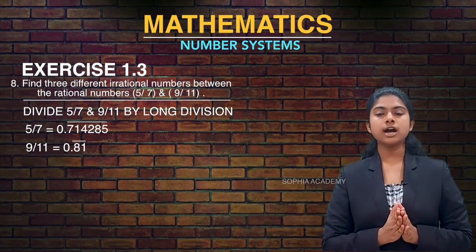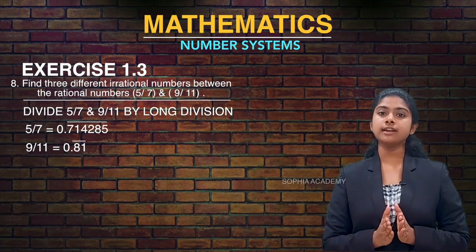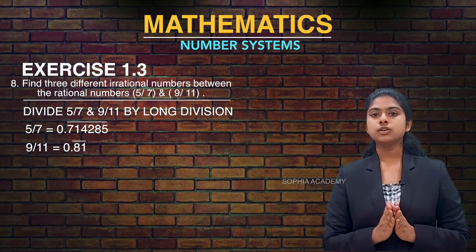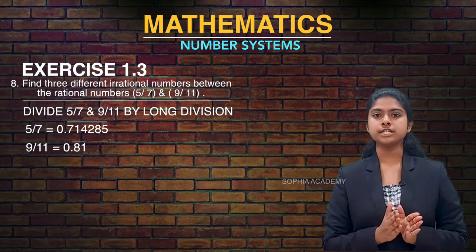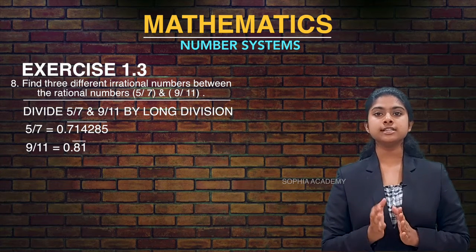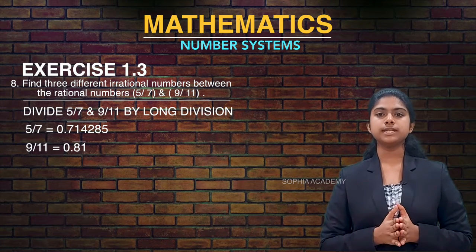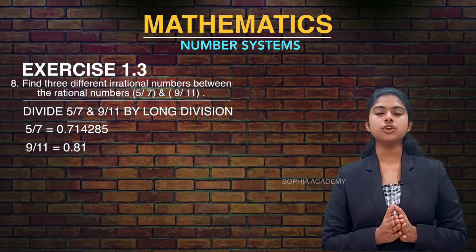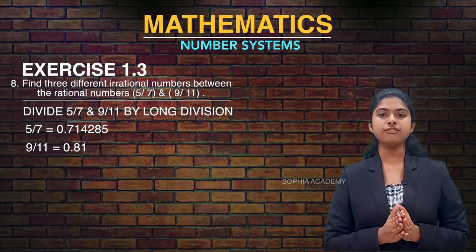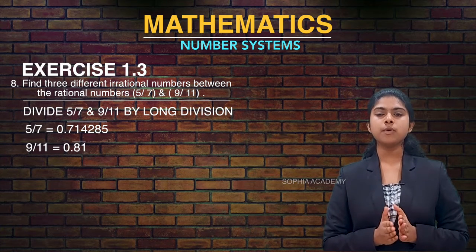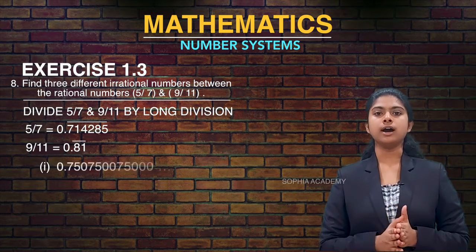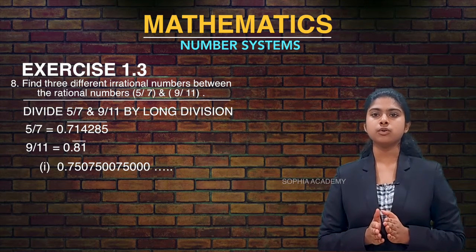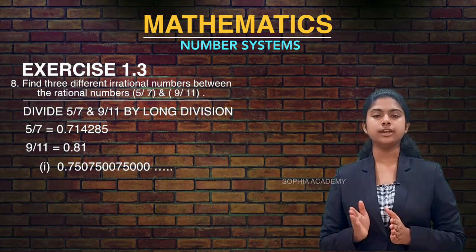So we are asked to find 3 different irrational numbers between 5 by 7 and 9 by 11. Looking into the decimal expansions of these 2 numbers, we find that the result we get is non-terminating and repeating. So 3 irrational numbers between 0.714285 the whole bar and 0.81 the whole bar are 0.750, 7500, 75000, and it goes on.